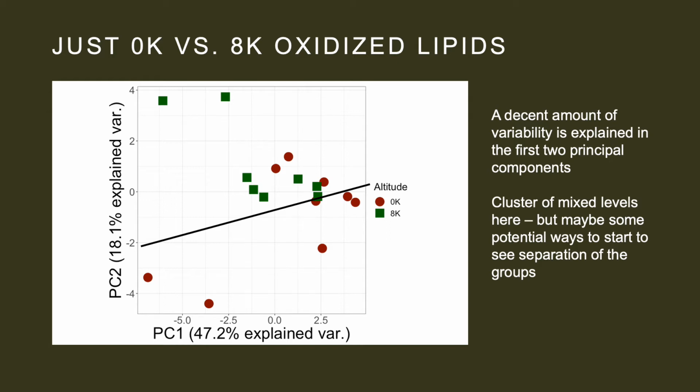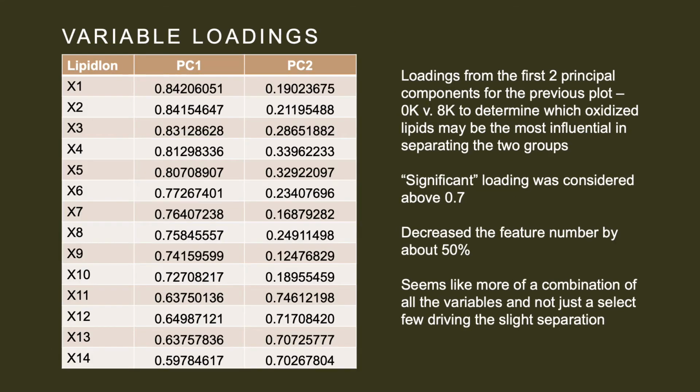So from this plot here, I decided to look into the original variable loadings. So that's looking at the original oxidized lipids. The first column corresponds to the specific lipid that we're looking at, and the middle column is the loading for principal component 1. The second column is the loading for principal component 2, and anything that was included in this table was identified as being greater than or equal to 0.7 in either principal component 1 or principal component 2.